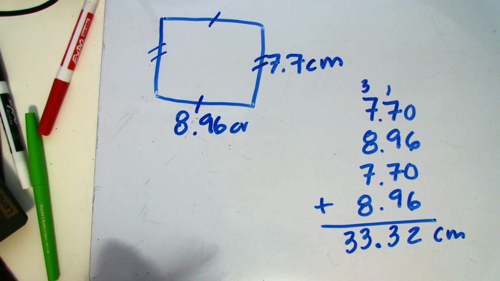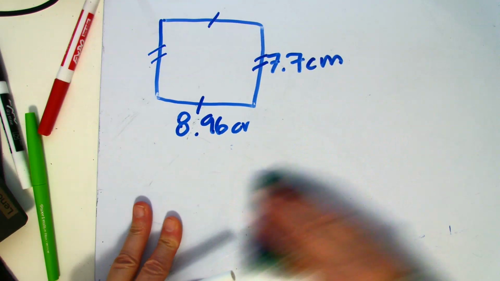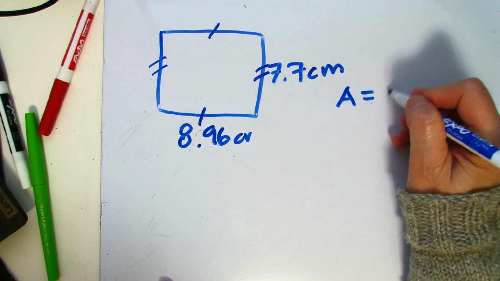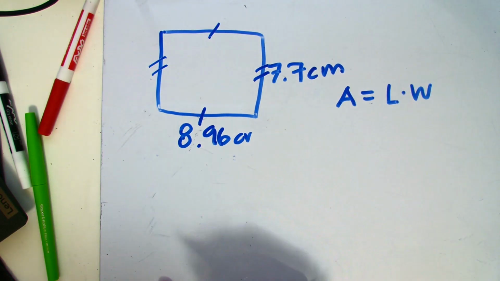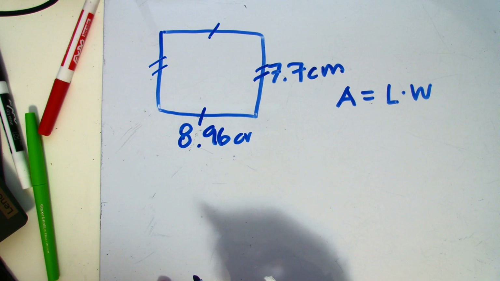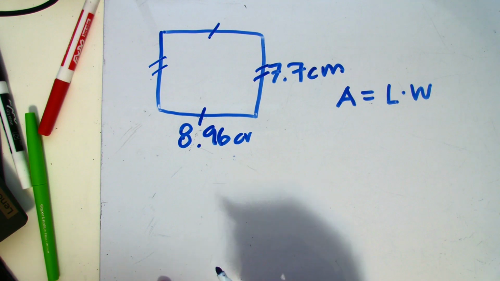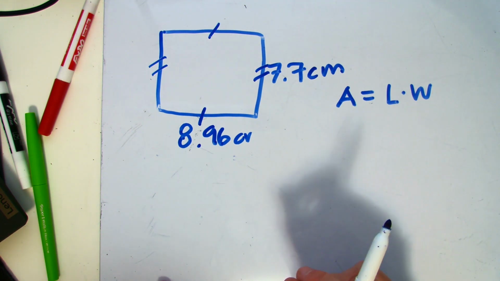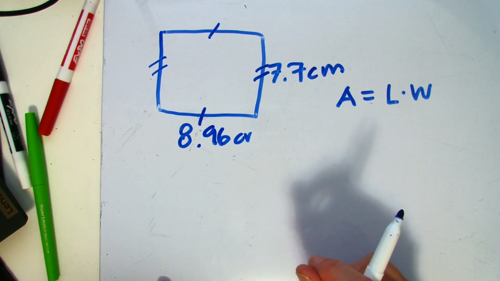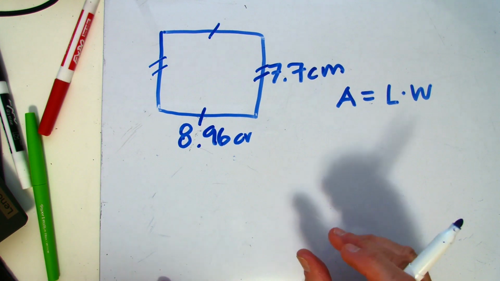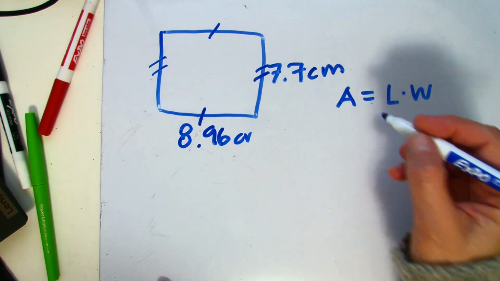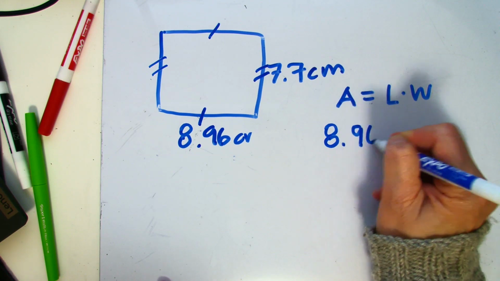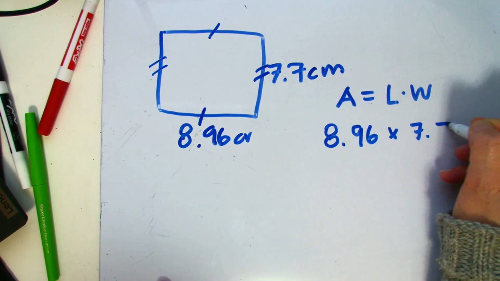Now let's recall the area formula of a rectangle. That's going to be length times width. Doesn't matter what you call the length or what you call the width. When we're multiplying, those can be interchanged. Remember, commutative property, order doesn't matter. So I'm going to go ahead and fill it in first. So we've got 8 and 96 hundredths times 7 and 7 tenths.